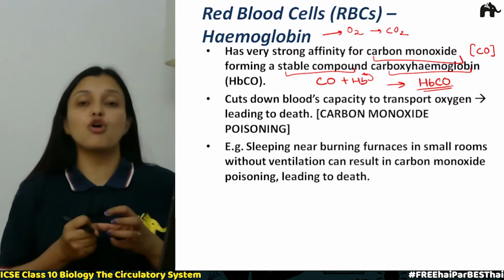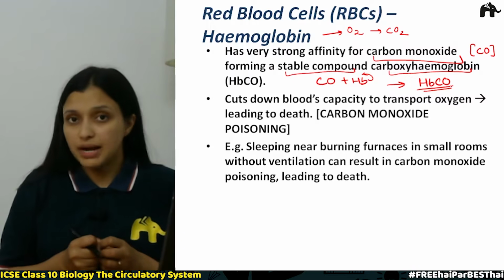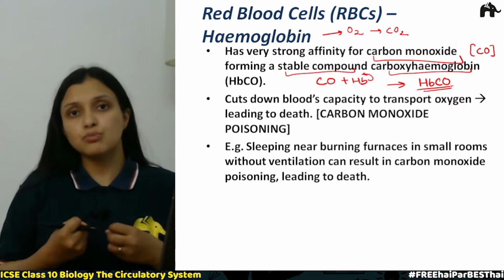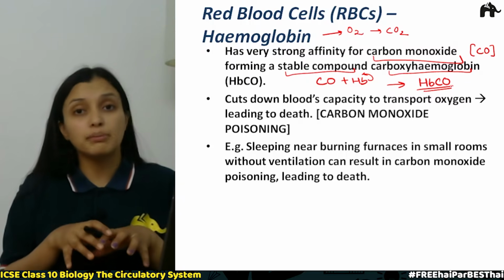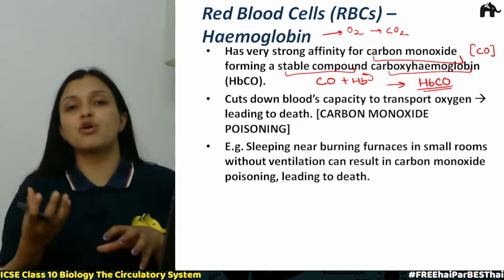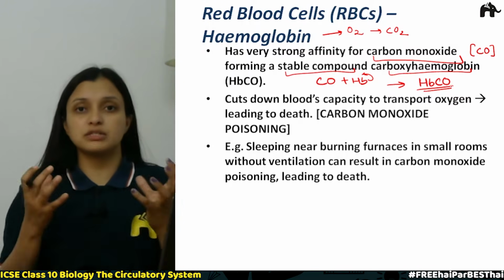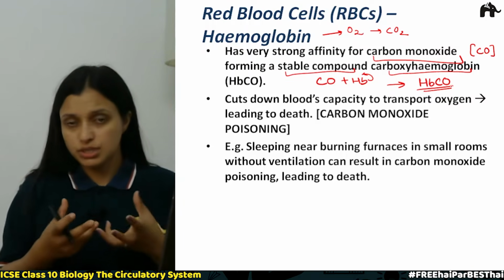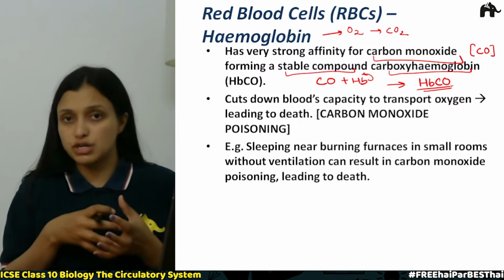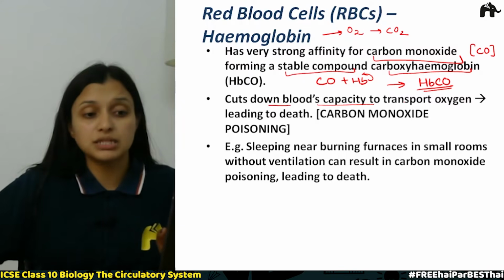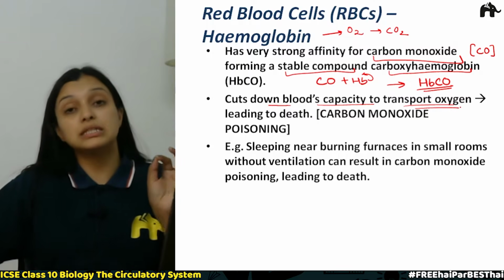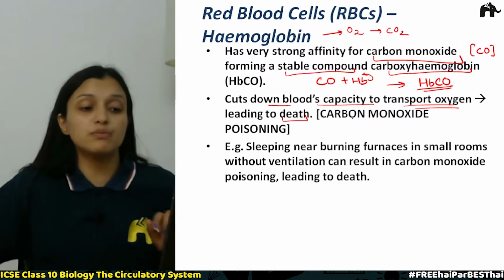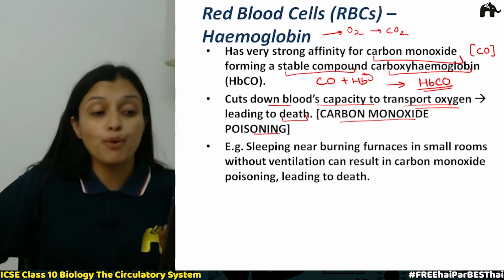Now it reduces the oxygen carrying capacity of our blood. Why? Because the RBCs have hemoglobin which carries oxygen. Now this hemoglobin is already loaded with carbon monoxide, so there is no place for oxygen to be carried, right? So all the surface area of hemoglobin is covered with carbon monoxide, so there is no place for oxygen to travel along, right? So it cuts down the blood's capacity to transport oxygen, and this sometimes leads to death, and this is given another name, which is carbon monoxide poisoning, right?